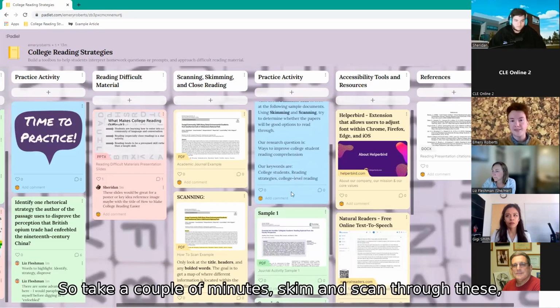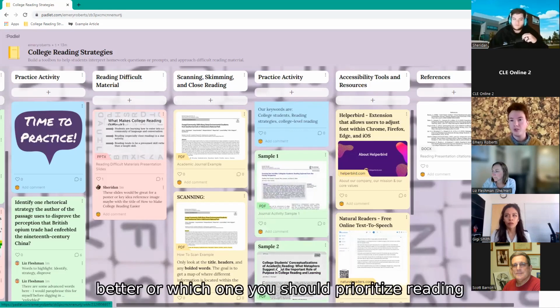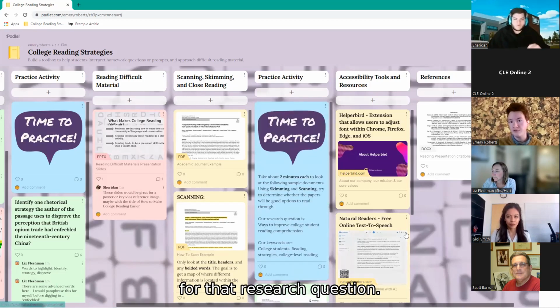So take a couple minutes, skim and scan through these, and then try to determine which one would be better, or which one you should prioritize reading for that research question.